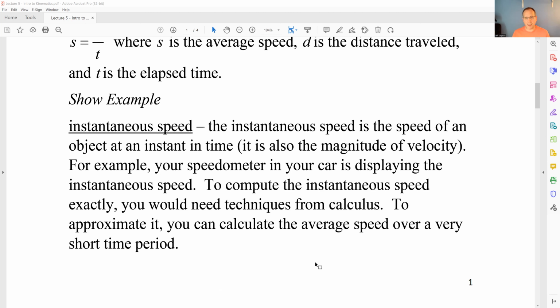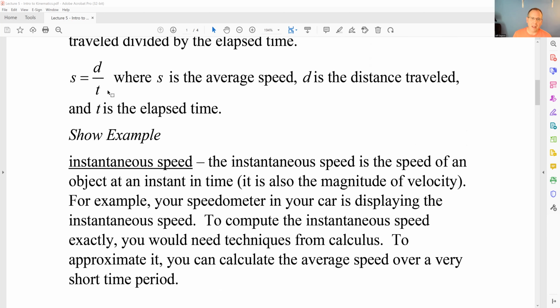To compute the instantaneous speed exactly is somewhat complicated because it involves techniques from calculus. It involves computing something called the derivative, okay, which you're not expected to know calculus for this course. So in this course, if we wanted to approximate it, you can calculate the average speed over a very short time period. And that will be a pretty good estimate of the instantaneous speed. So in other words, you're just calculating the average speed, which we know how to do, distance divided by time, except we're making the time interval, the elapsed time, very, very short. Okay, and that will give you a pretty good estimate of the instantaneous speed.